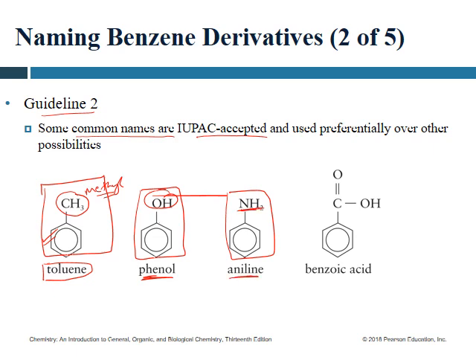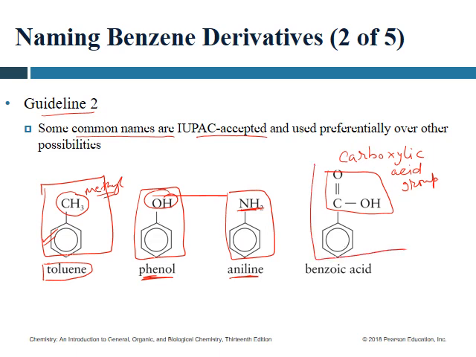And this group is a carboxylic acid group that we're gonna learn later on. So if you have a carboxylic group attached to a benzene, this entire compound we call benzoic acid. So you have to remember these common names. If you see benzene with an NH2 group, you should know that this is aniline. Same for phenol. So these are some of the common names that you need to remember.